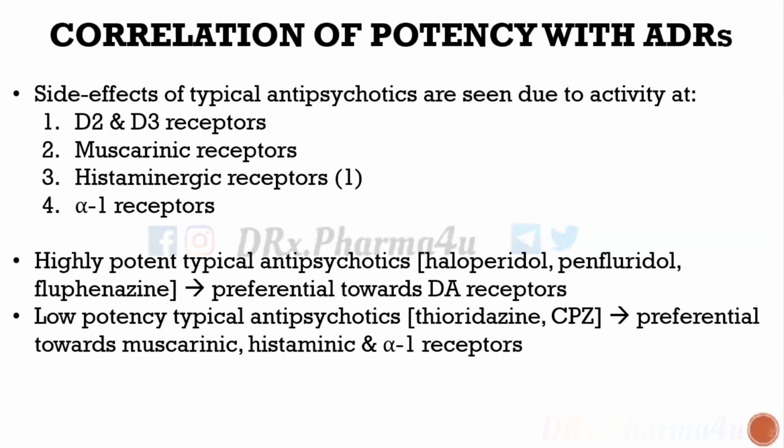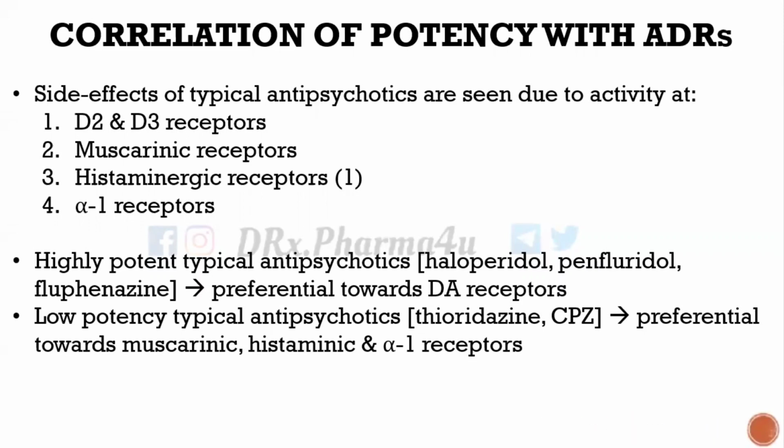Low potency antipsychotics have less affinity towards dopamine receptors, but have high affinity towards all the other receptors. For example, as I have written here, low potency antipsychotics will have low affinity towards the dopamine receptor, but they will block the alpha-1 receptor, the histamine type 1 receptor, and the muscarinic receptors also. Muscarinic means it is related to acetylcholine.